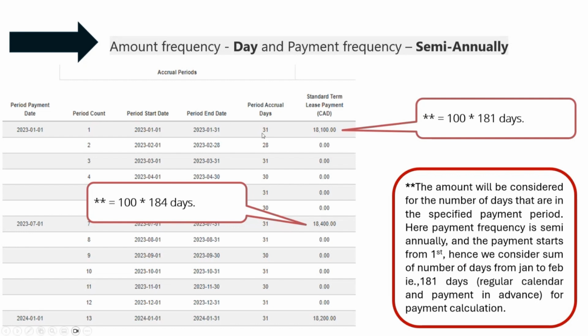Here the payment starts from the first and we consider all the 6 months. So 31 plus 28 plus 31, 30, 31. The number of days is 181, and the payment is 100 into 181 days. And for the second period, the payment is for 31 plus 30, 30, and the total will be 184 days. The payment is for 184 days, 100 into 184.